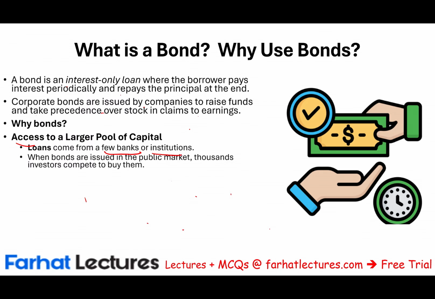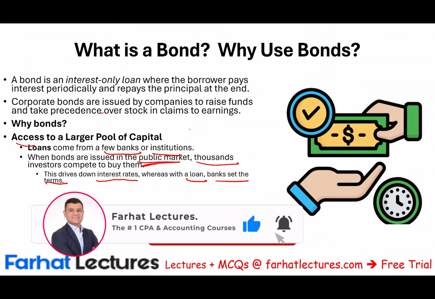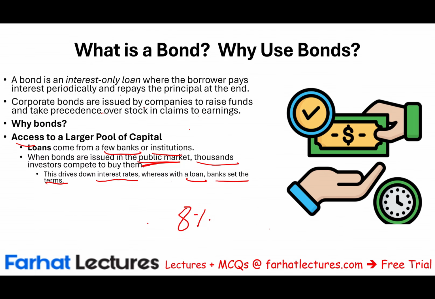However, when you sell bonds in the public market, you could sell bonds to thousands, if not millions of investors. And if your bonds are attractive, if your bonds are offering a decent interest rate, a decent return, those investors are going to compete over them. And if they compete over your bond, that might drive down your interest cost. Whereas with a loan, the bank sets the terms. So with a bond, you tell everyone, look, I want to borrow money, and I want to borrow at 8%, just for the sake of example. If this rate is attractive to the investors, everyone's going to want to buy your bond. You set the terms. And everyone means anyone with money. And this increases the larger pool of people that you can access to raise money.